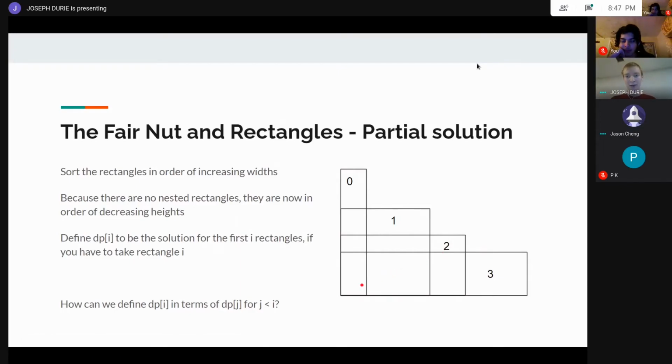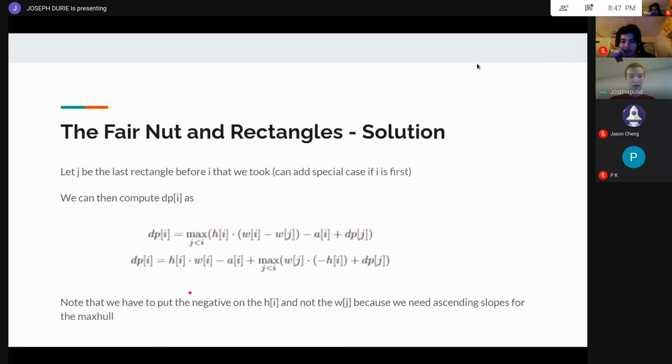Okay. And again, it turns out very similar to the last one. I think the math is even a little bit easier to turn into convex hull trick. I think I'll just show you guys this one. So we want to compute dpi as the maximum over j less than I of the answer if we take I and then j and then some other stuff. So if we take i, j and then some other stuff, then we take hi times (wi minus wj), which is the area of rectangle I without all the overlapping area. Then we subtract out ai and we add in dpj.